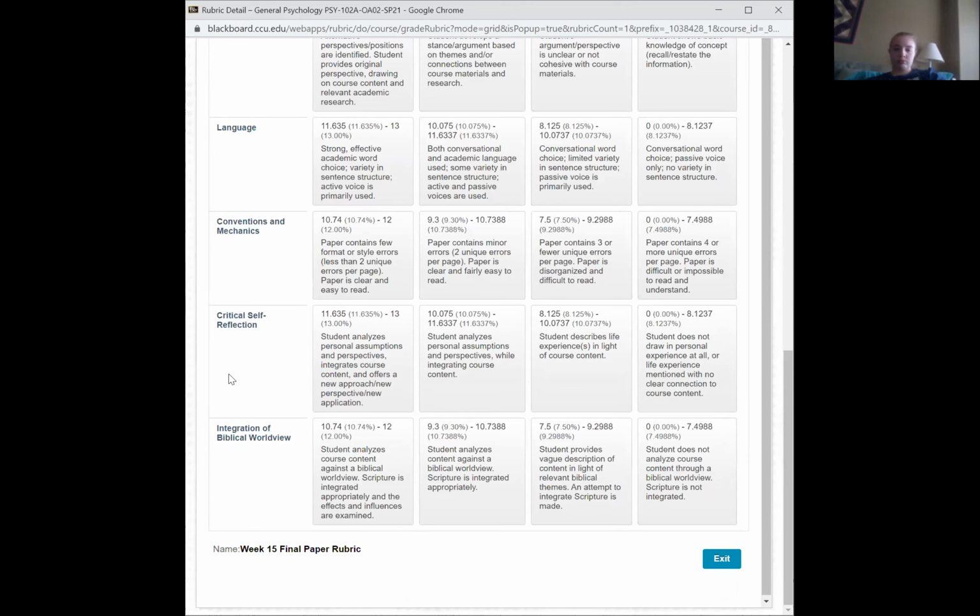And then obviously the biblical perspective, you just want to make a really clear section for that. And that will just be the integration of scripture and kind of looking at it through the lens of what God thinks about the topic instead of just what researchers think or just what we think. Okay. So that's it for the rubric.